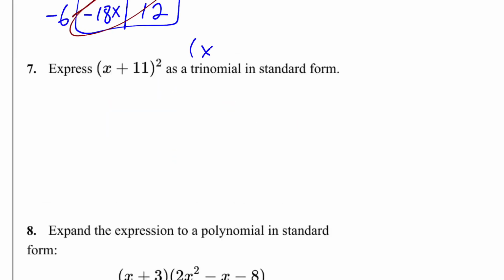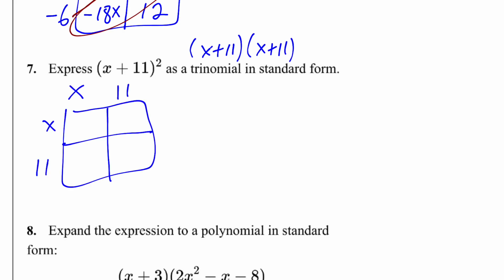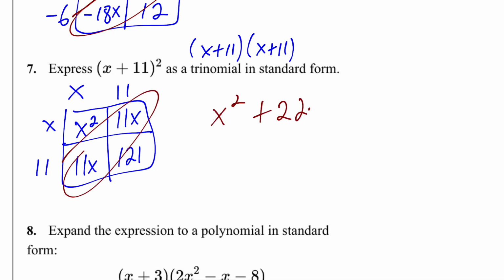So first of all, this means the same thing as this. So you set up the box method with x, 11, and 11. This gives you x squared, 11x, 11x, and 121. When you combine like terms here on the diagonal, you end up with x squared plus 22x plus 121.